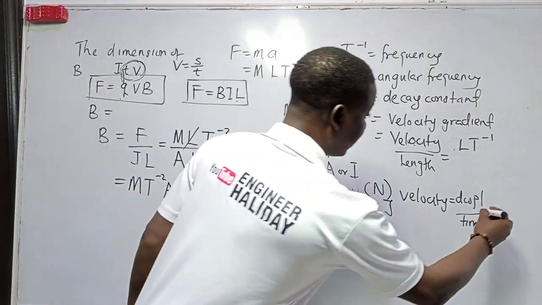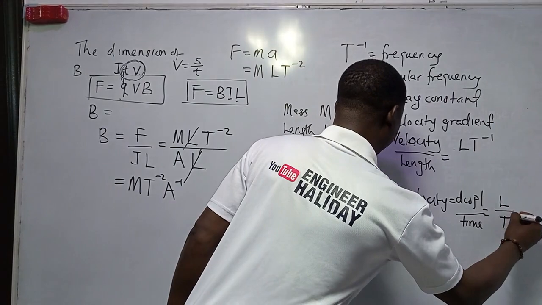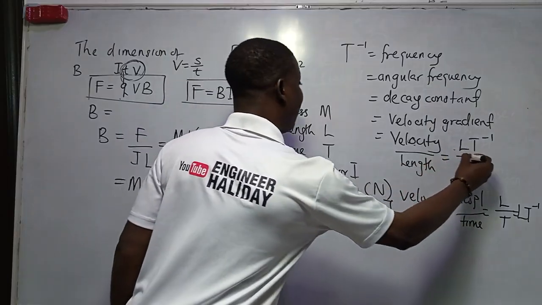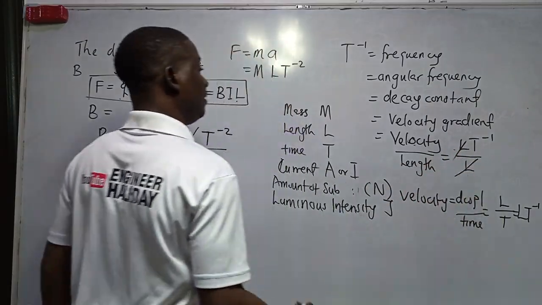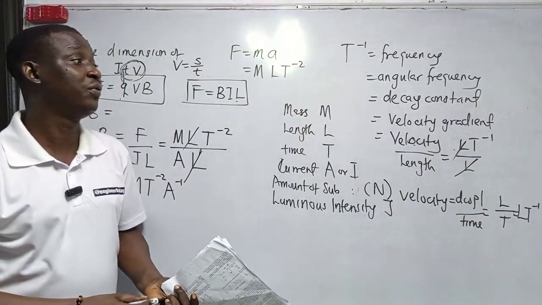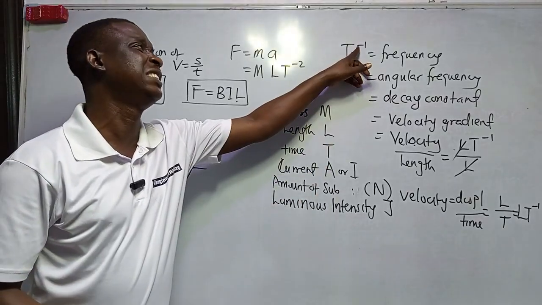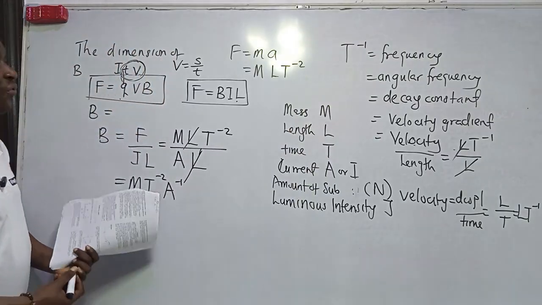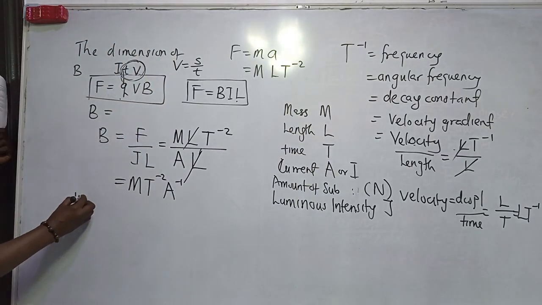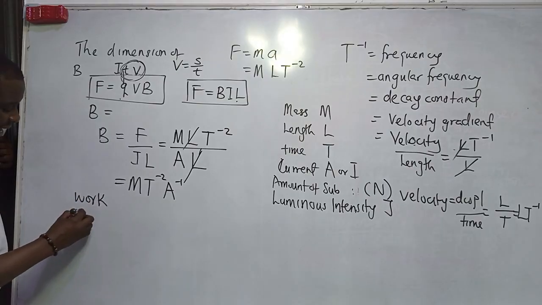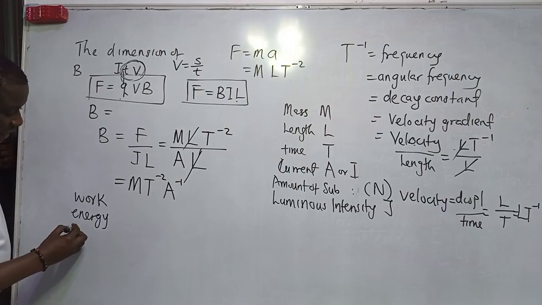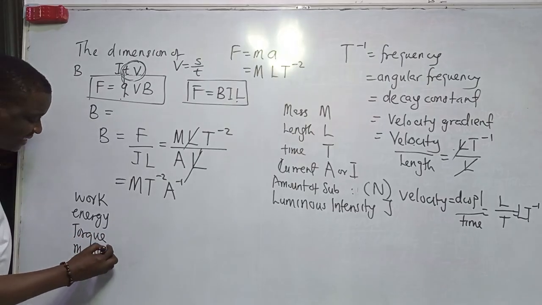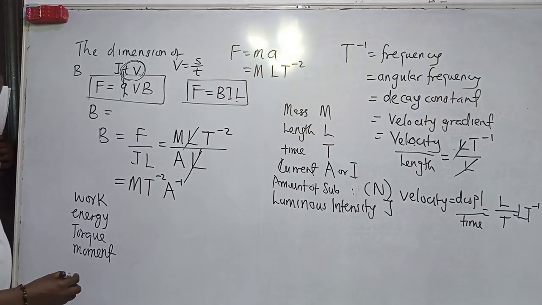L. So in that case, it will not be what? L over T, which is the same as LT minus 1. So if you divide it by length, what do you have? You see that? All of these are equivalent to T raised to the power minus 1 in terms of dimension. So similarly, you can have work, energy, torque, moment. All these have the same dimension.